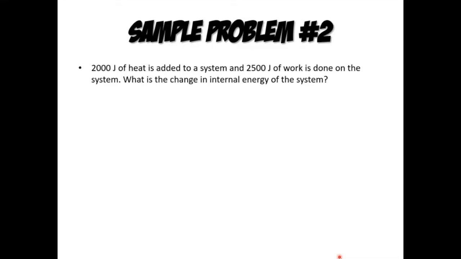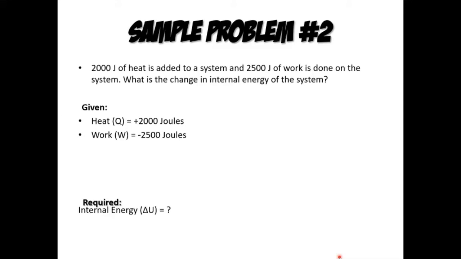Then last two, sample problem number 2: 2,000 joules of heat is added to a system and 2,500 joules of work is done on the system. What is the change in internal energy of the system? So meron tayong heat, no, na positive 2,000 joules, and then yung work natin is negative 2,500 joules. Bakit naging negative 2,500? Because the work is negative if it is done on the system. Ayun na, may hint na tayo dun, no?